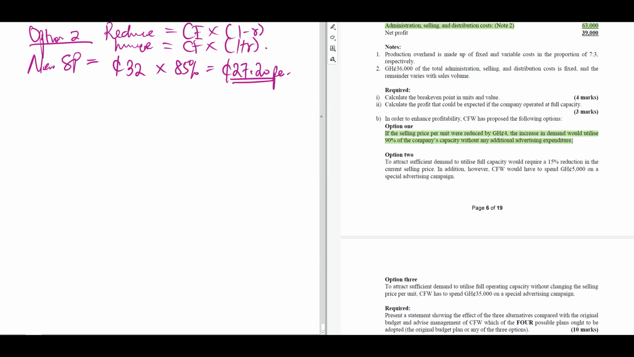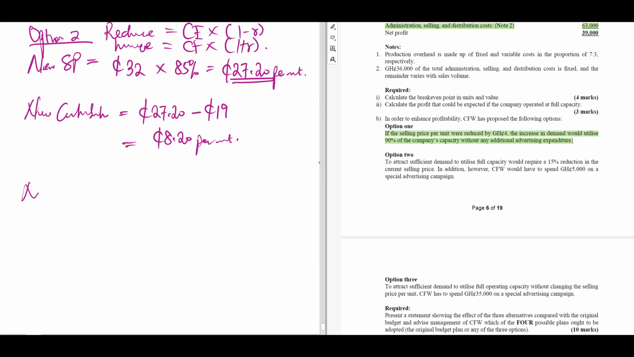Per unit. But once selling price is affected, would it affect contribution? Yes. In addition, we'll have to spend 5,000 on a special advertising program. So our new contribution is going to be 27 cedis, 20 pesos minus our variable cost of 19 cedis. So what's our new contribution? 8 cedis, 20 pesos per unit.